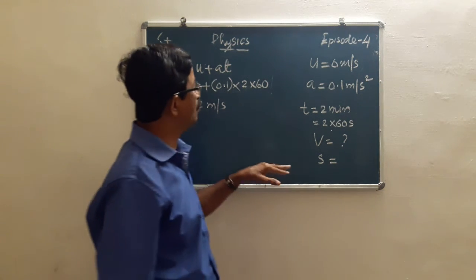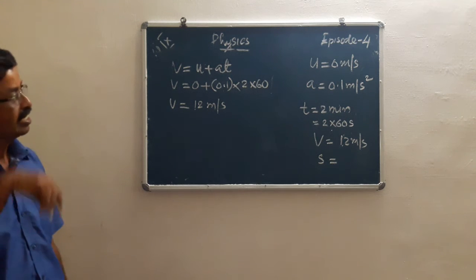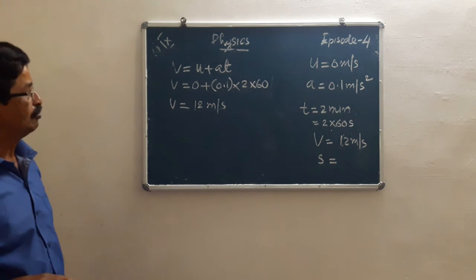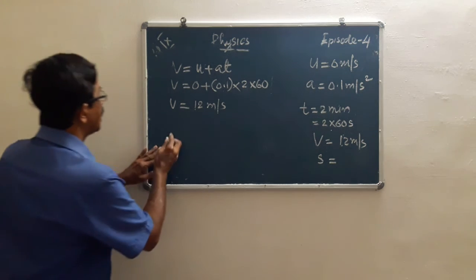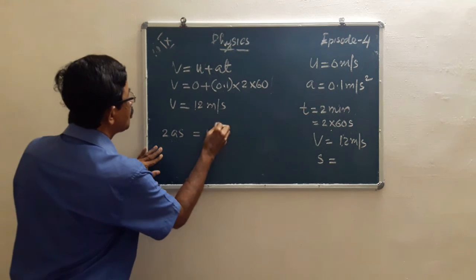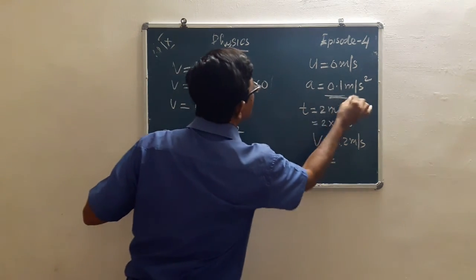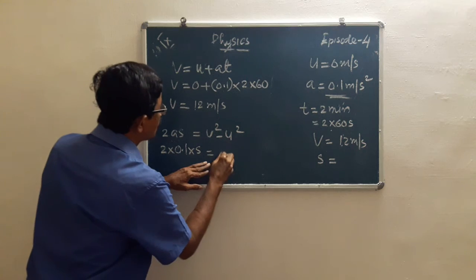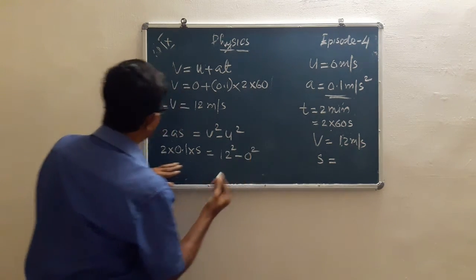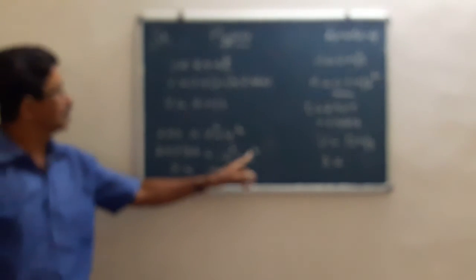Okay. Now one quantity we got: 12 meter per second is the speed acquired. Now we want to find the distance it traveled. We can use v square is equal to u square plus 2as, or s is equal to ut plus half a t square. Let us use this relation, 2as is equal to v square minus u square. 2 into a, which is given as 0.1, into s is equal to v square. v is 12, so 12 square minus 0 square. 12 square is 144, and 0 square is 0.